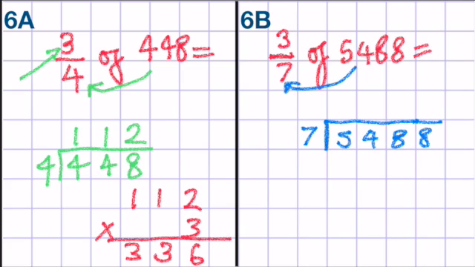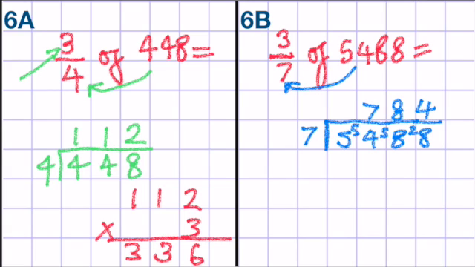5,488 divided by 7. 7 goes into 5 0 times. Carry the 5 across. So this is now 54. 7 goes into 54 7 times because that's 49. And we have a remainder of 5. 7 goes into 58 8 times, because 56 is 7 times 8 with a remainder of 2. And 7 goes into 28 4 times.